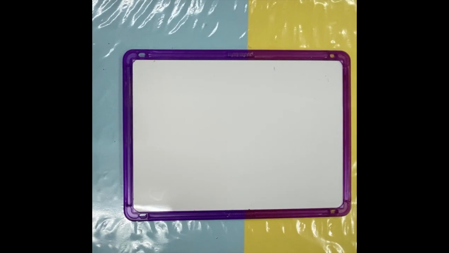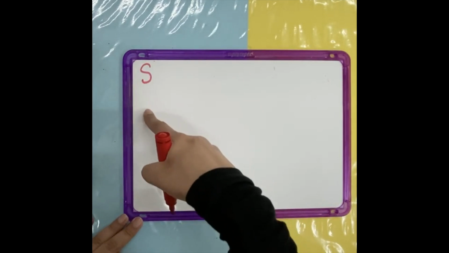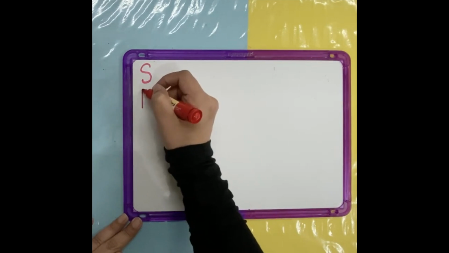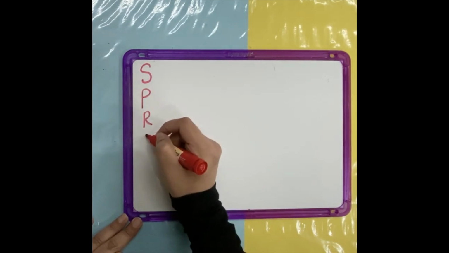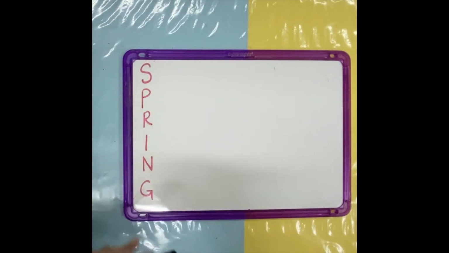Now, the very first step for writing an acrostic poem is to, first of all, decide what you want to write about. Okay, so let's say I'm going to write about spring. So I'm going to write spring in here in capital letters and write it vertically like this. So I've got my word here, spring. Now, I'm going to think of some words or some phrases related to spring.